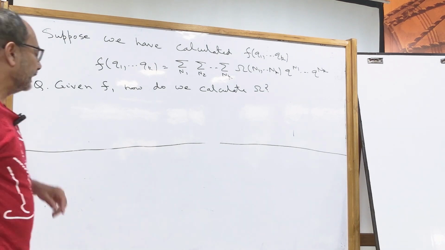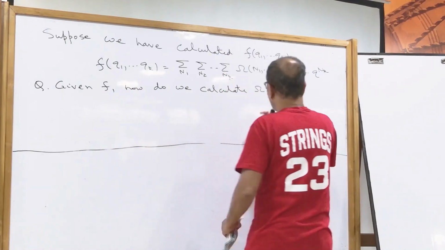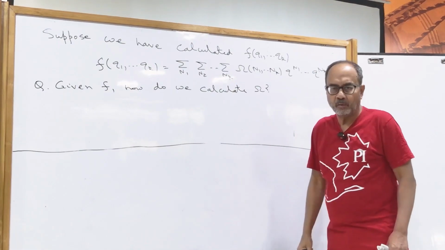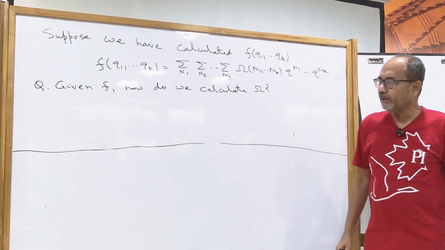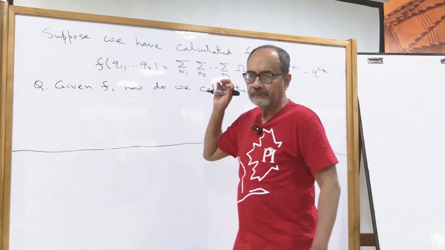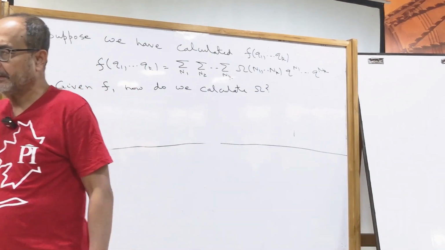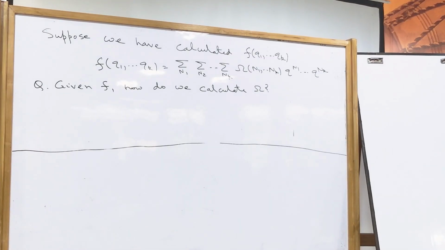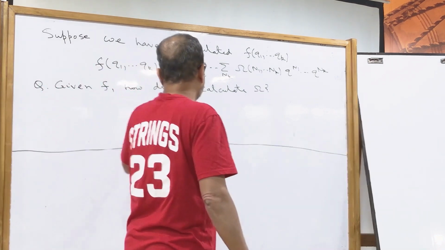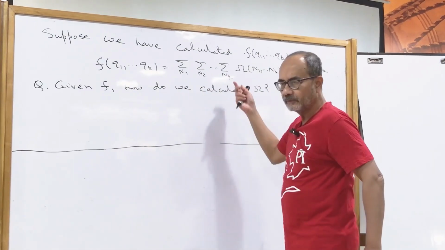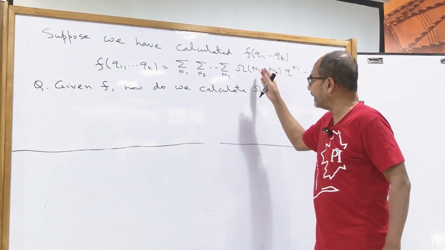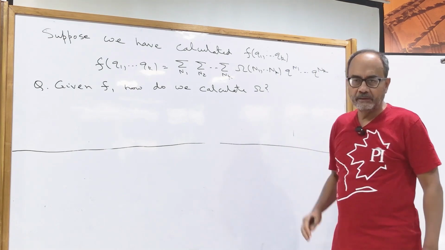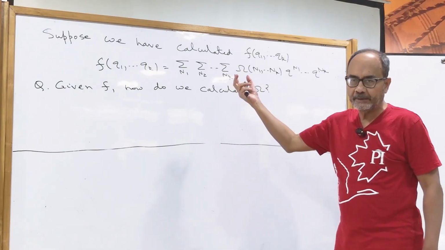Now, if you are interested in omega for small values of n1, n2, etc., then what we can do is take the expression for f and do a Taylor series expansion in q1, q2 up to qk and pick up the appropriate coefficient. Okay, suppose you want the answer for all the n's equal to 2. Then you do a Taylor series expansion up to order q1 squared, q2 squared, qk squared and pick up the coefficient of the Taylor series expansion.